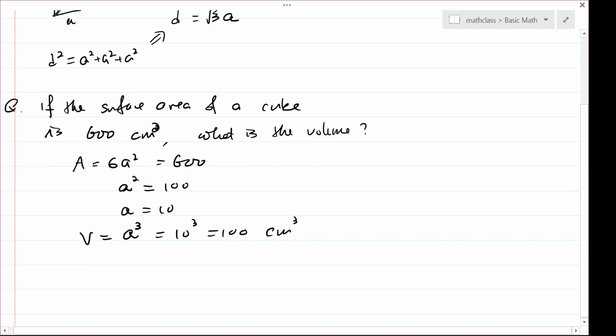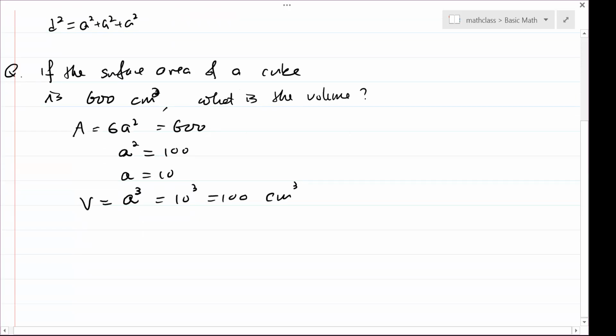Now, sometimes if you know the length of the diagonal and you want to figure out the surface area, it's uniquely determined. So that's just a relationship among the quantities about the cube.